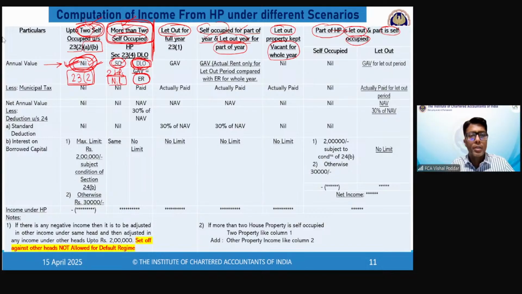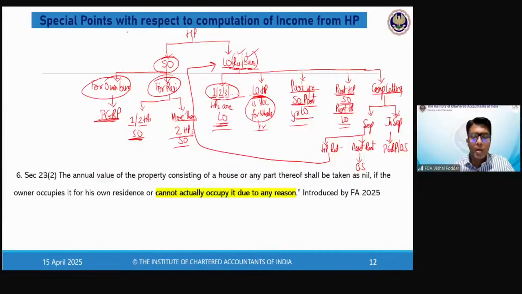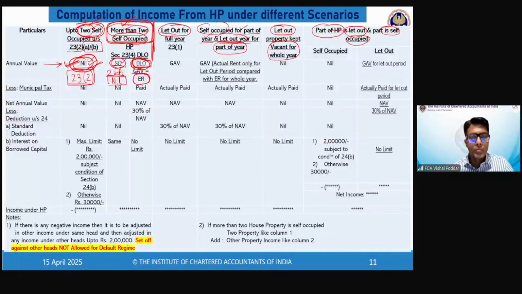So understand this, up to 2 self-occupied properties GAV is nil. अगर आपके पास 2 से ज्यादा सेल्फ ऑक्यूपाइड प्रॉपर्टीज है तो 2 प्रॉपर्टीज को आप अभी भी सेल्फ ऑक्यूपाइड का ट्रीटमेंट करो, यानी 2 प्रॉपर्टीज को आपका ट्रीटमेंट ये कॉलम जैसा रहे, दैट इज GAV nil, म्युनिसिपल टैक्स नील. अब जीएवी और म्युनिसिपल टैक्स नील है तो एनएवी नील, स्टैंडर्ड डिडक्शन नील, और इंटरेस्ट का डिडक्शन आप लो सब्जेक्ट टू मैक्सिमम लिमिट.